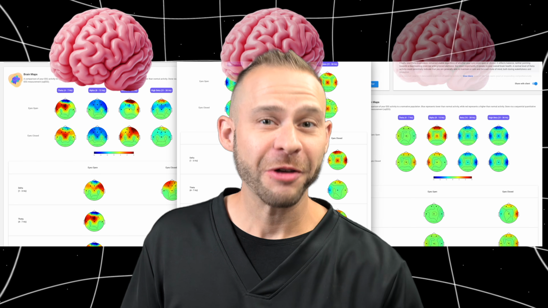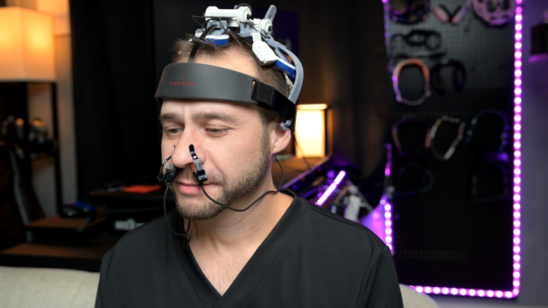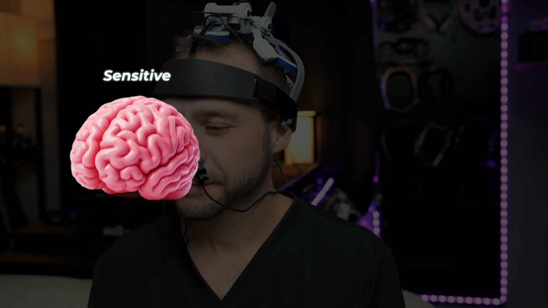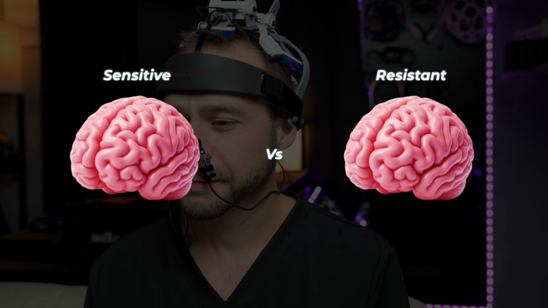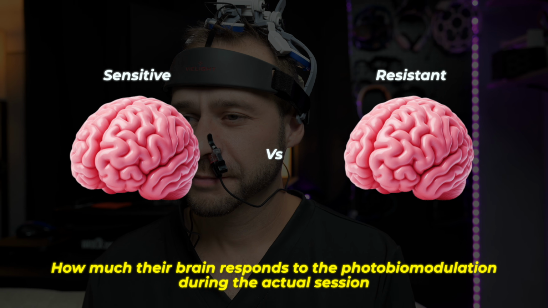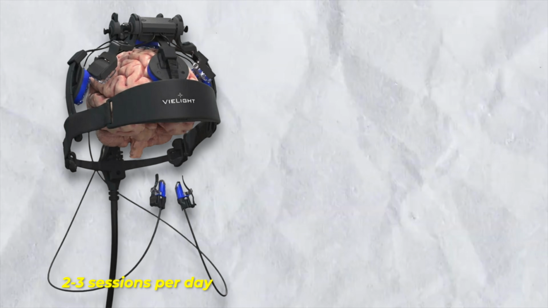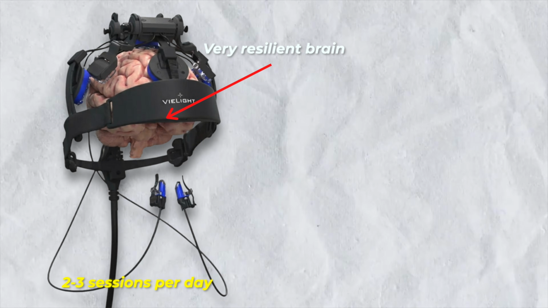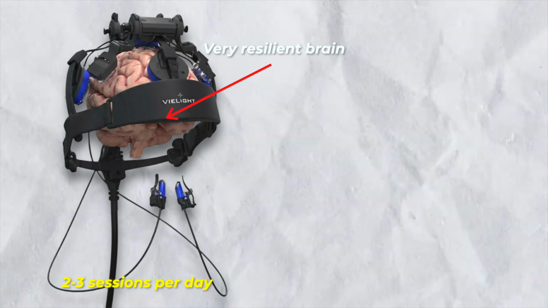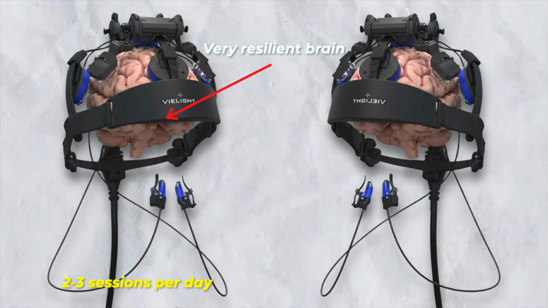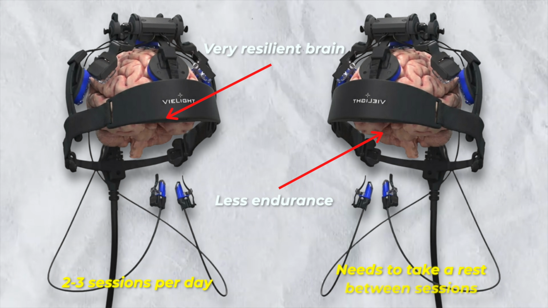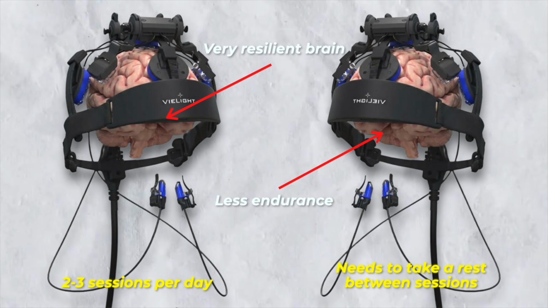All I can say after looking at thousands of brain scans is that everybody's brain is unique. So within the red light therapy session itself, you can have a sensitive versus a resistant brain, and that will determine how much their brain responds to the photobiomodulation during the actual session. But when you take a look at all the time outside of the actual red light therapy session, that can differ as well. Some people can do 2 or 3 sessions a day because they have a very resilient brain and they won't experience fatigue afterwards. Whereas you might have someone whose brain has less endurance and they need to take a day off every 3 days just to allow the mitochondria in their brain to rest.